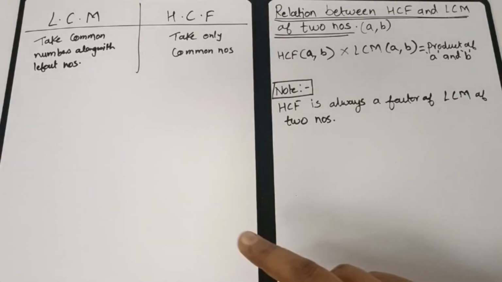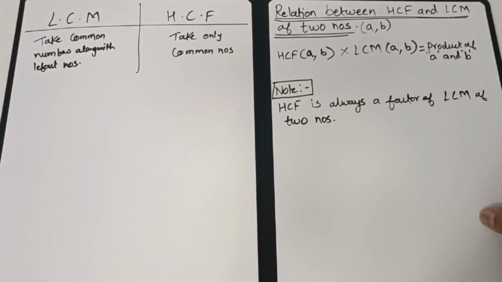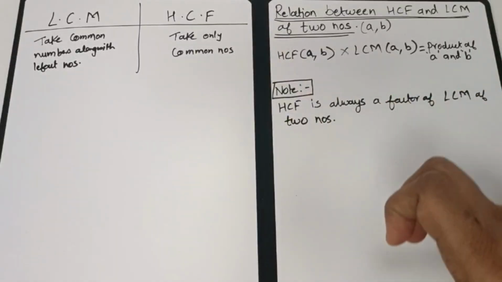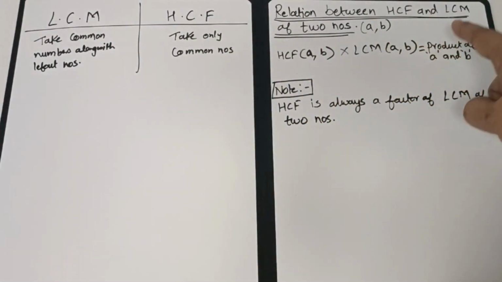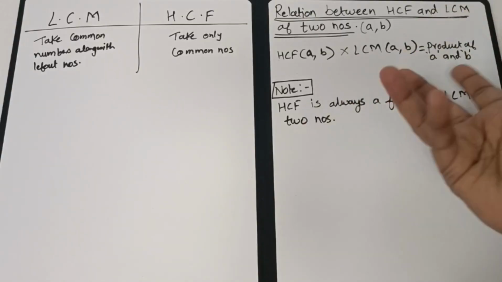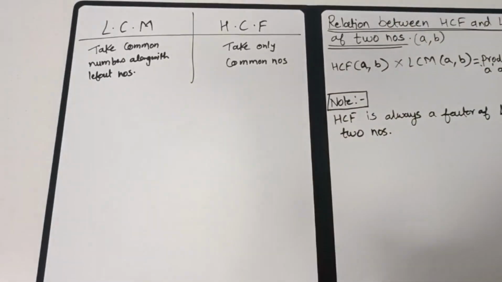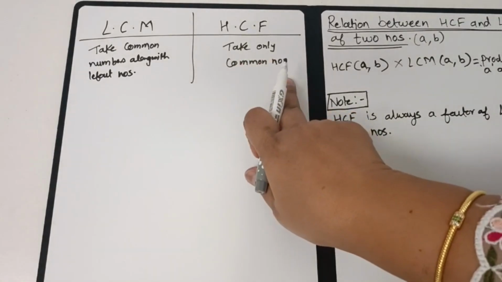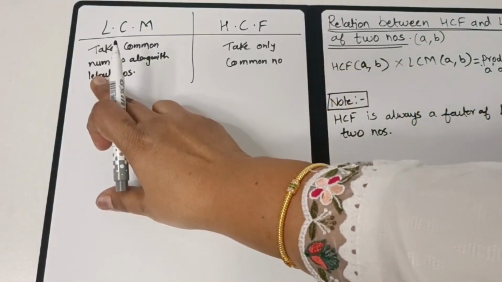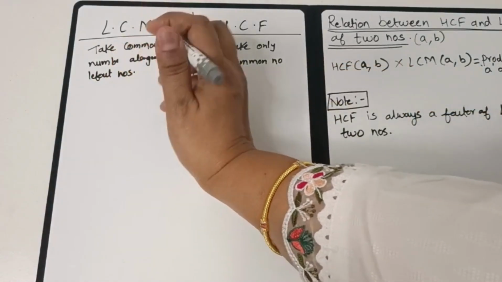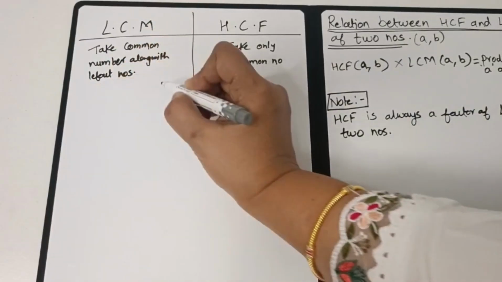Okay, now let us start with our last topic of this chapter, that is LCM, HCF and the relationship between LCM, HCF and one small note. So let us start first of all with LCM and HCF. As I have written, for HCF take only one common number, and for LCM you will take one common number, along with that you will take the left out numbers also.